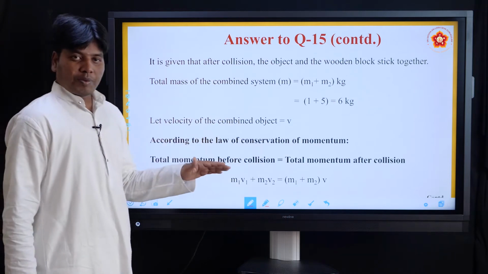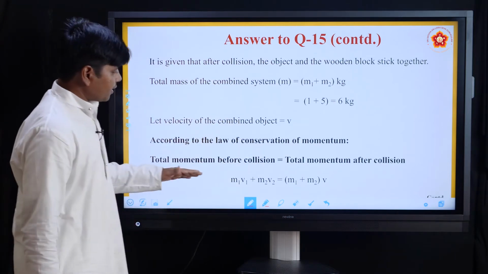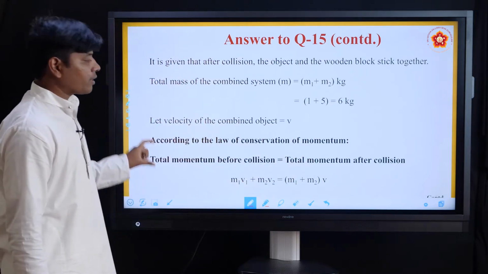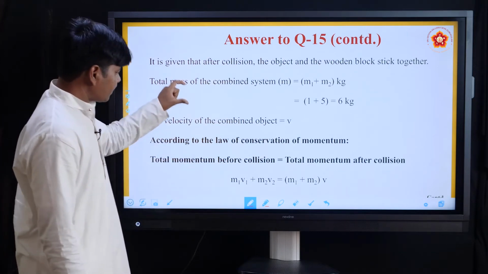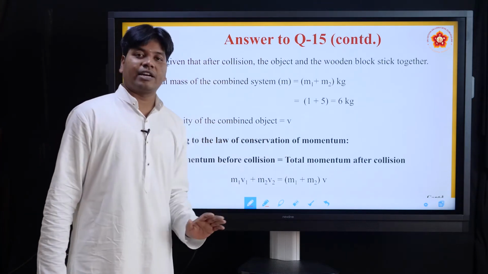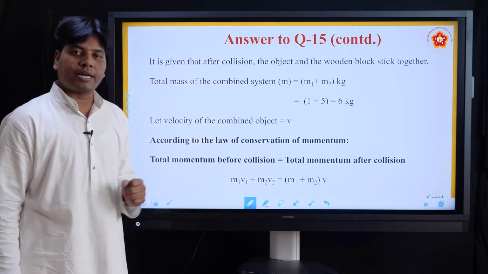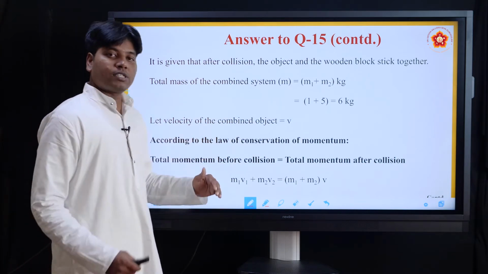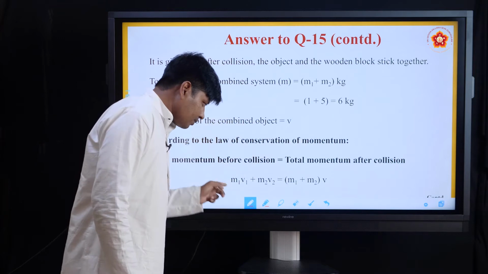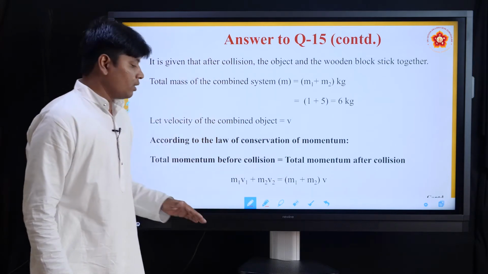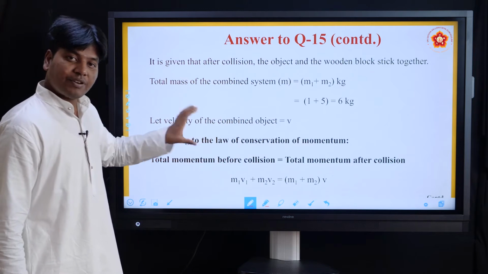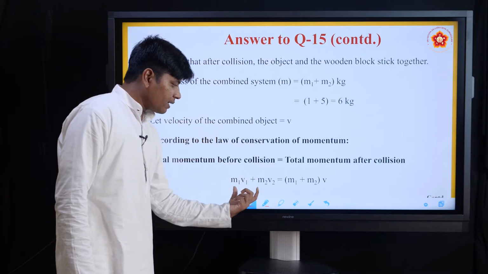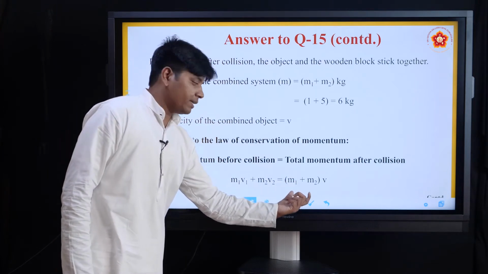According to the law of conservation of momentum, as we discussed, total momentum before the collision is equal to total momentum after the collision. So this statement you need to write while solving a problem. You cannot just equate and conclude and derive the velocity of the combined object. You need to write this statement because we are using it for the next step. So that's why this statement is very useful. This is the total momentum before the collision, and this is the total momentum of the object after the collision.